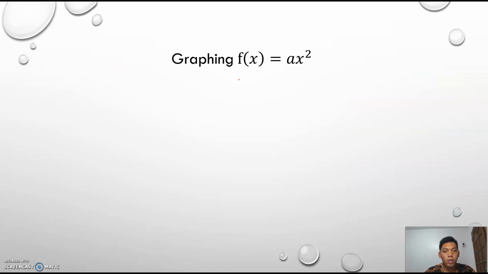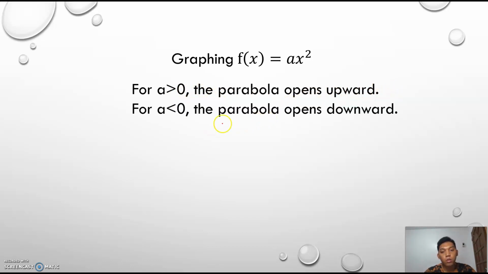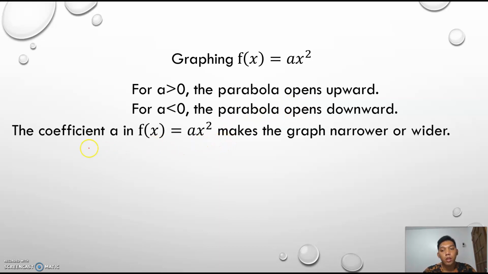So the effects of a in the function f of x equal to ax squared: we know that if a is greater than 0, that means it's positive, and it opens upward. If a is less than 0, it opens downward. Aside from that, we can also say that the coefficient a in f of x equal to ax squared makes the graph narrower or wider compared to the parent function, a behavior we call stretching.